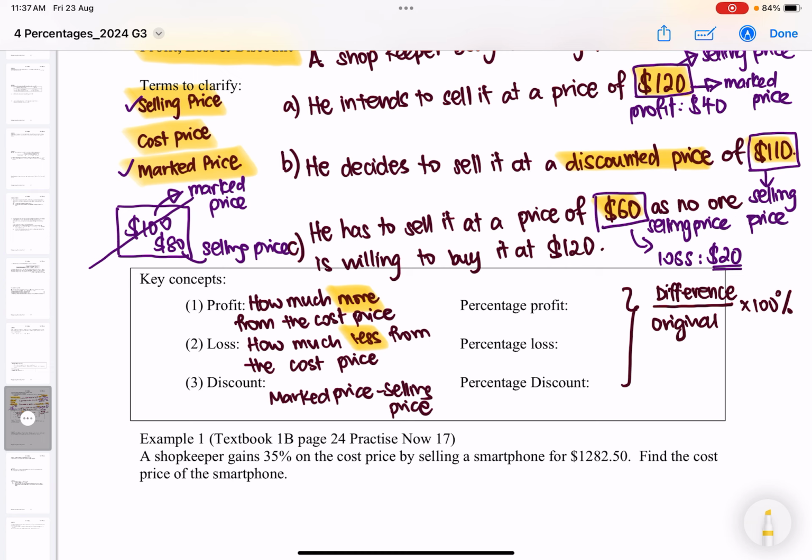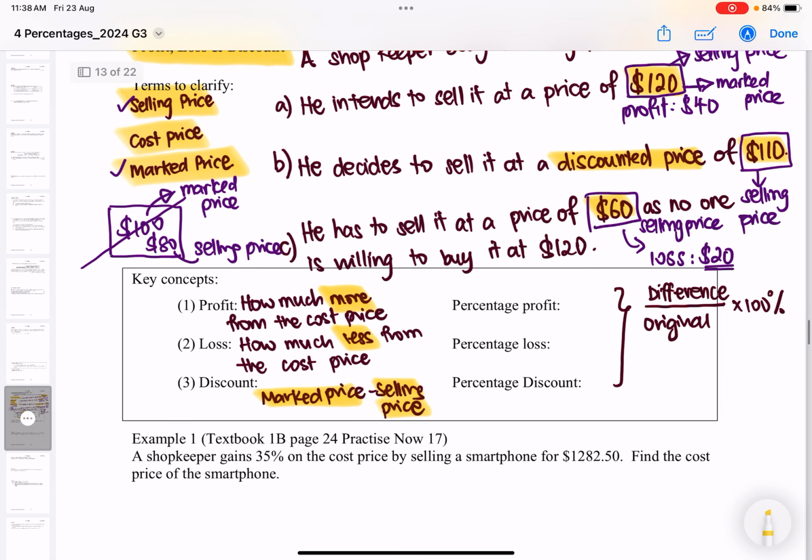Now, discount is marked price minus the selling price. So this is from the perspective of the customer. How much money does the customer now pay less? So marked price minus the selling price. The customer actually wouldn't need to worry about what was the original cost price.